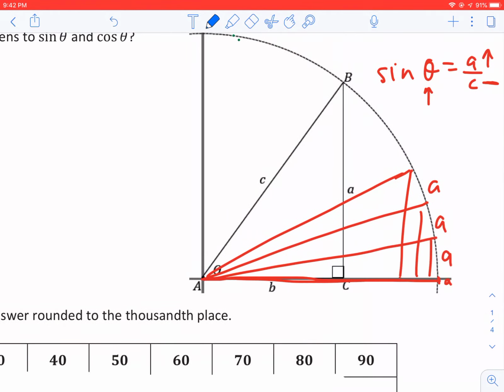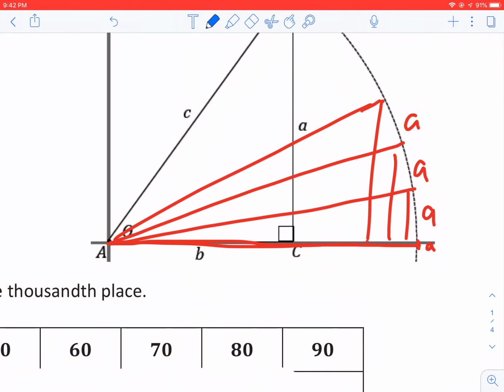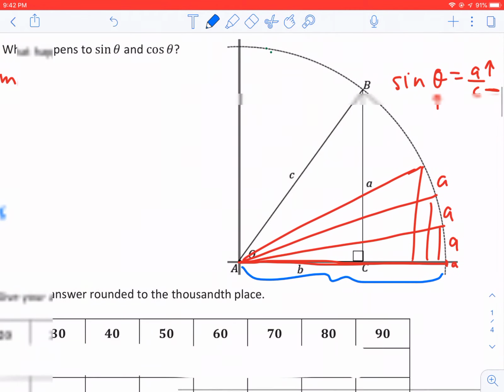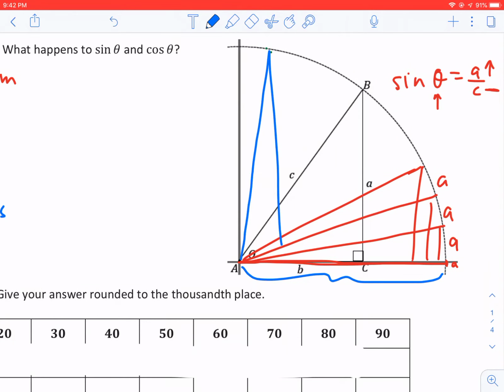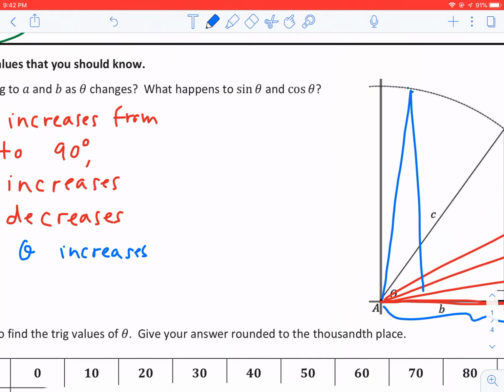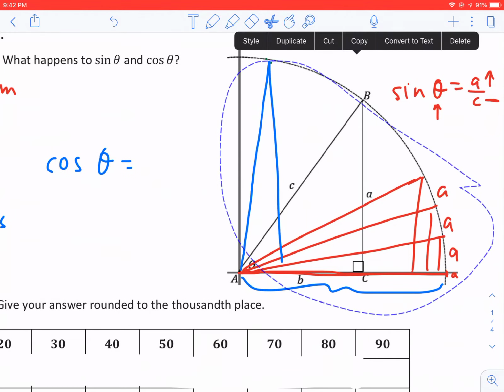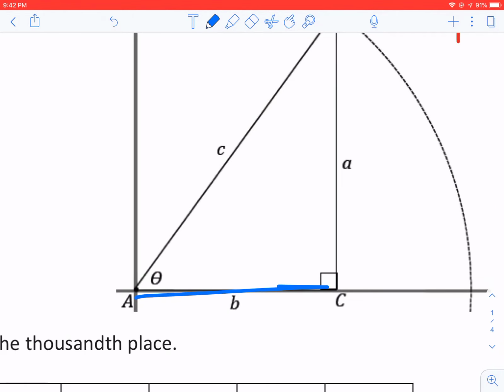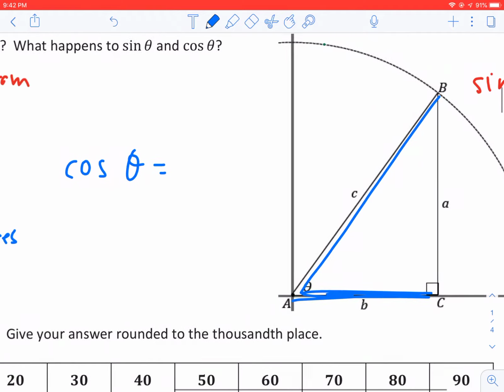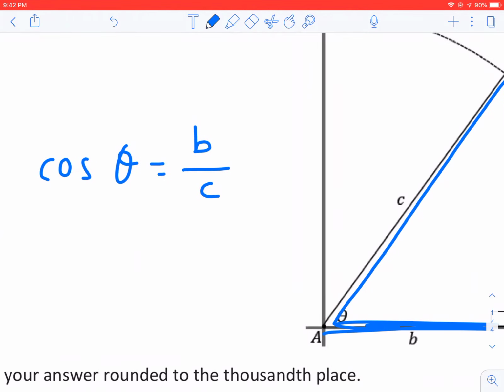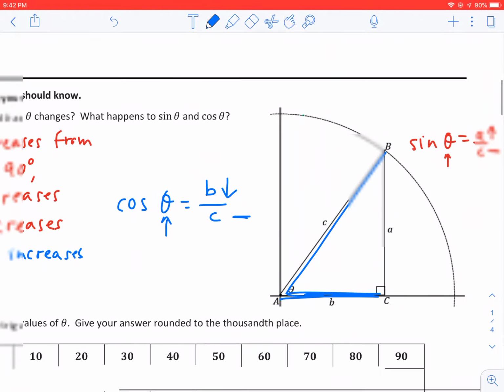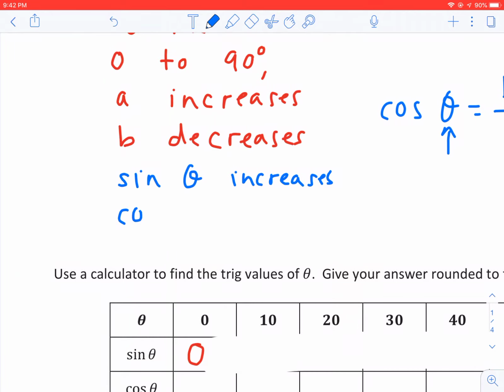And what's going to happen to the value of cosine theta? Well, cosine theta is the B value. So the B value starts out really, really big. And as we keep going, that B value keeps decreasing. And we know cosine of theta in this instance will always be adjacent, the adjacent side in any of these triangles, the length B, over the hypotenuse C. So as theta increases, our B value decreases and our C value stays the same. So the value of cosine theta decreases.